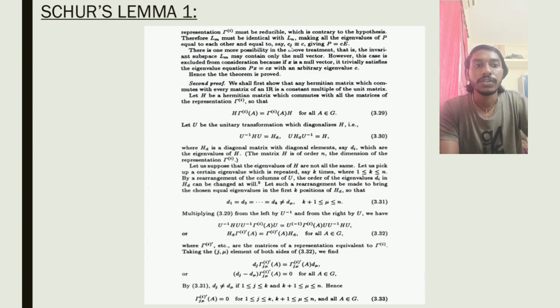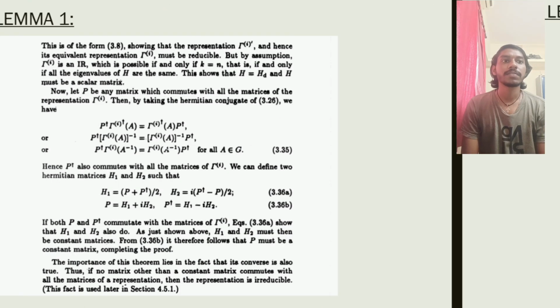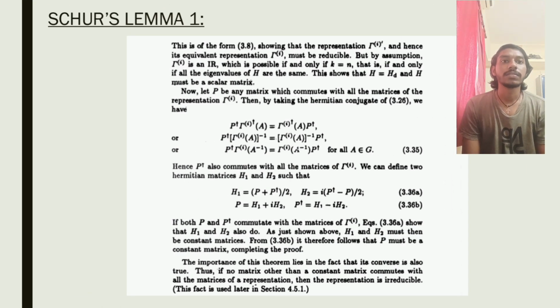Taking the jν element of both sides, we find d_j Γ'^i_{jν}(A) = Γ'^i_{jν}(A) d_ν, or (d_j − d_ν)Γ'^i_{jν}(A) = 0 for all A. It represents Γ'^i, and hence its equivalent representation Γ^i must be reducible.